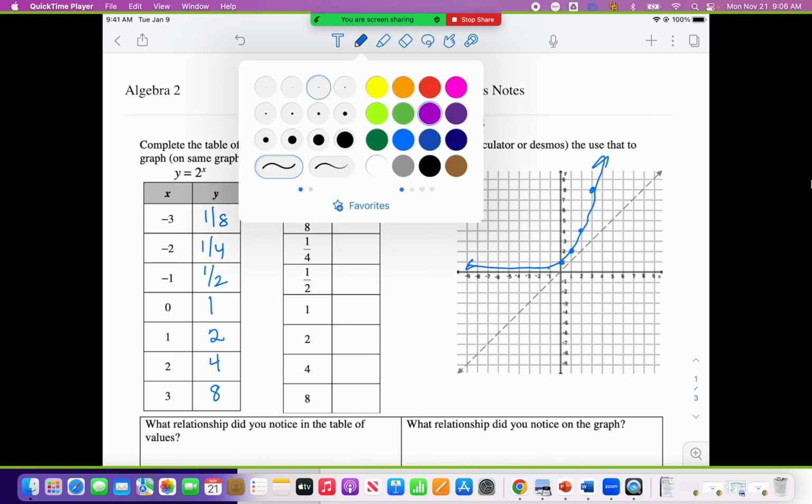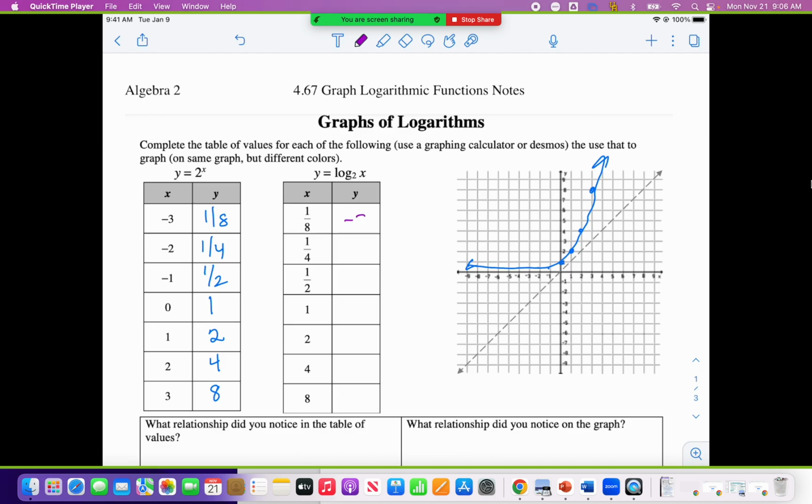Then what I want you to do is pick a new color. And what we've learned is logarithms are the inverse of an exponential function. So that means I can take the exponential table and switch the x and the y values. And so let's plot those. I have 8, 3, 4, 2, 2, 1, 1, 0. Now look, when I do 1/2, it's -1, 1/4 is -2, 1/8.